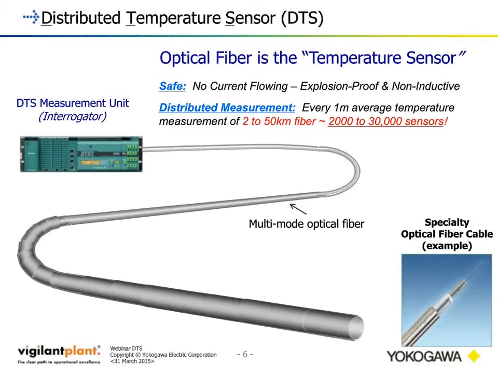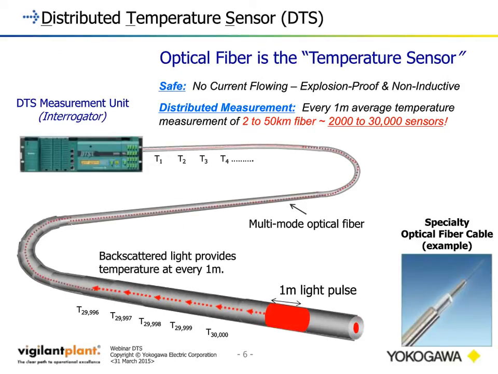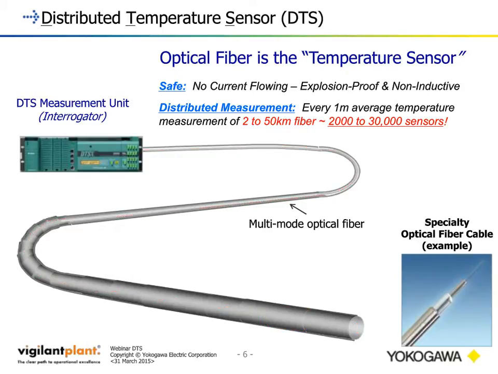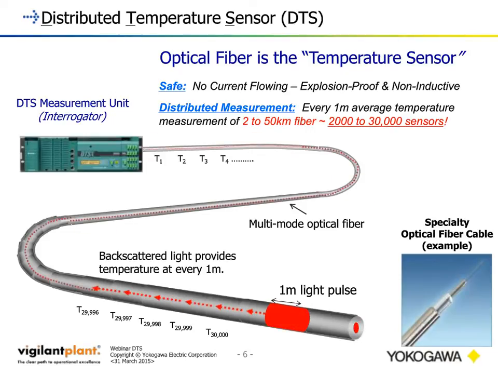So essentially, just a little display here of what's going on. Our interrogator, we're launching a 10 nanosecond pulse into the fiber. That light pulse occupies about a linear meter of length along the fiber, and as it's pulsed, the reflected signals that we get back effectively give us a temperature sample along each meter of the fiber that we're connected to. So, I've just noted there, our systems range with a distance range from 2 to 50 kilometers. So that's equivalent to a few thousand to several tens of thousands of samples per channel from our system.